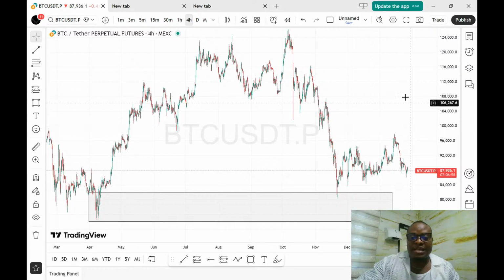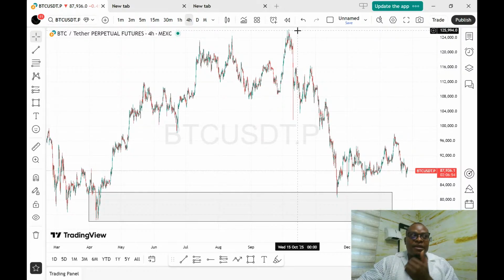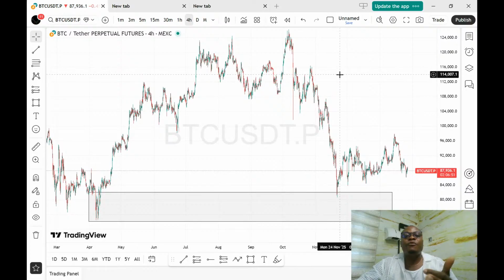Now there's every possibility that BTC will go above this previous high. And there's every possibility that BTC might not go above the previous high, because you need to understand that every current high is known as resistance, while every current low is known as support.